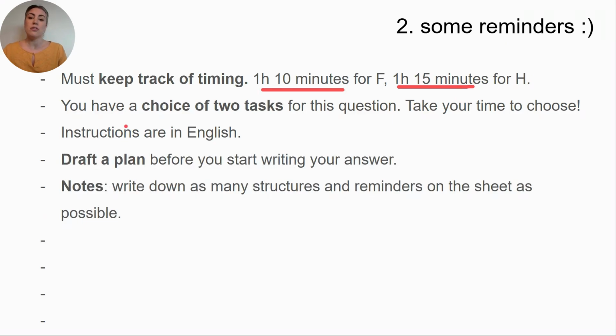As soon as you sit down, draft a plan before you start writing your answer. So I'll get into this bit later. But you have to write notes. You can write notes, okay? So as soon as you sit down, write down structures, reminders, vocabulary, connectives you really want to remember, okay?